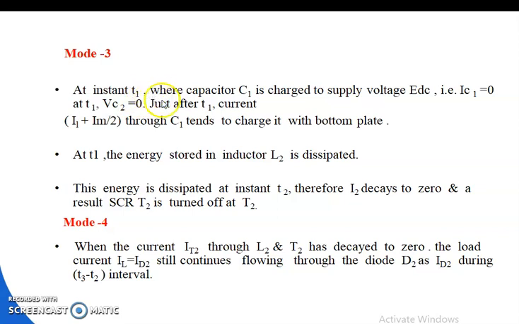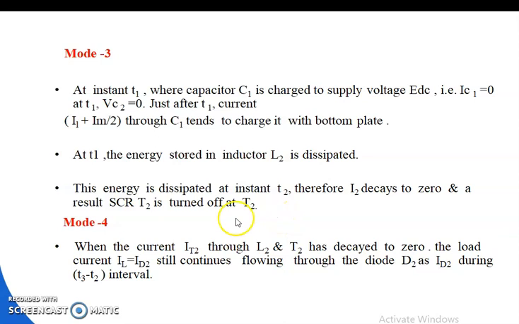At this instant t1, when capacitor C1 is charged to supply voltage EDC, that is IC1 is equal to 0 at t1, VCT is equal to 0. Just after t1, the current I1 plus Im by 2 through C1 tends to charge it with the bottom plate. At t1, the energy stored in inductor L2 is dissipated. This energy is dissipated at instant t2, therefore I2 decays to 0 and as a result SCR T2 is turned off at t2.